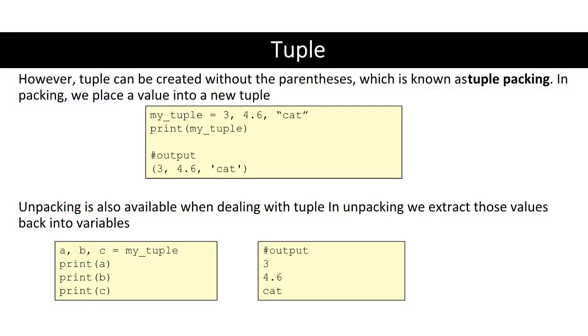Let's analyze this code carefully. First, my_tuple equals 3, 4.6, "cat". Even without parentheses, Python automatically packs these values into a tuple. Next, print(my_tuple), output will be (3, 4.6, 'cat'). Now unpacking: a, b, c equals my_tuple. This assigns a equals 3, b equals 4.6, c equals "cat". Then, print(a) gives 3, print(b) gives 4.6, print(c) gives cat. So unpacking splits tuple elements into separate variables.